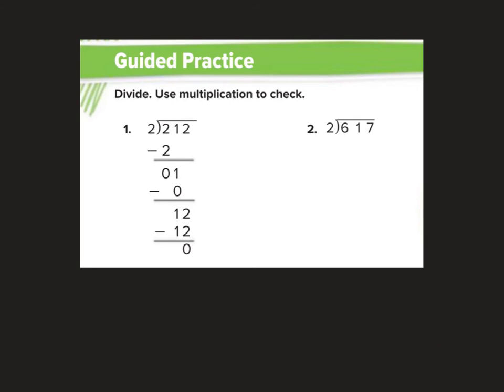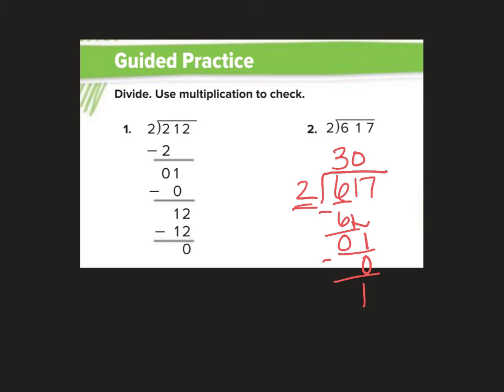All right, here we go. I'm going to do number 2 here. 617 divided by 2. All right, here we go. 6 divided by 2 is 3. Multiply. 2 times 3 is 6. And subtract. Bring it on down and bring it on back. Divide. 1 divided by 2 is 0. Multiply. 2 times 0 is 0. And subtract. Bring it on down and bring it on back.